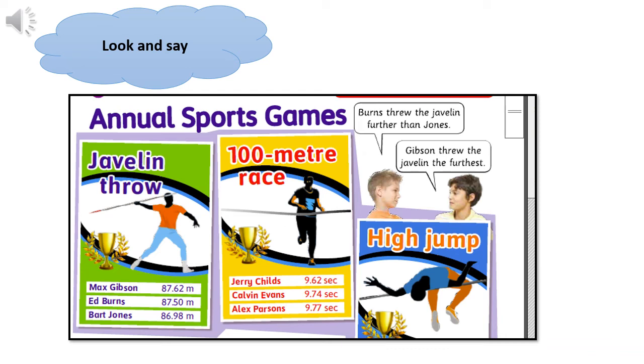Let's go back again to our student book, activity 2. Look and say. Burns threw the javelin further than Jones. Gibson threw the javelin the farthest. Look at the two boys. What are they doing? They are talking about a sporting event. Very good. I want you to read, and you will have to look at the tables and compare the athletes' performance.